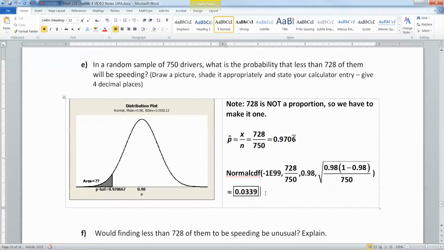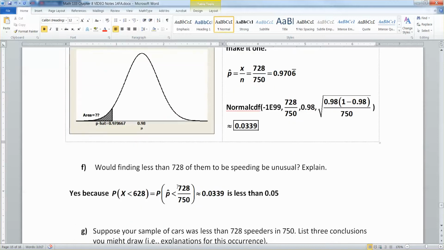There, I typed it in. All right, would finding less than 728 of them be unusual? Well, yeah. I mean, unusual for our purposes up to this point has been anything less than 5%. And 0.0339 is less than 5%, so that would be unusual.